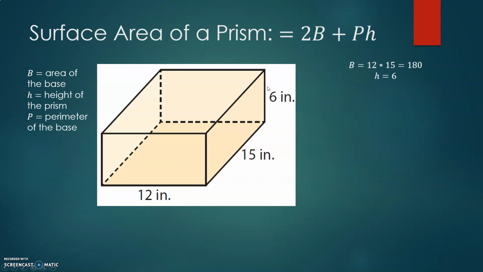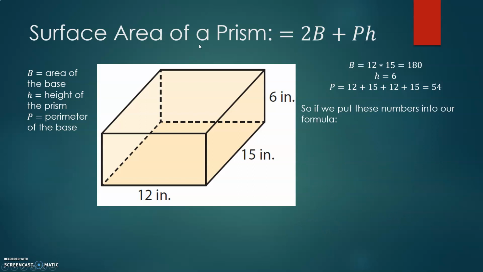Remember, the height of the prism is the distance between the bases. So if this is the one base, then this up here has to be the second base, so the distance between them would be that 6 inches. And then the perimeter of the base would be 15 plus 12 plus 15 plus 12, which gives us 54.